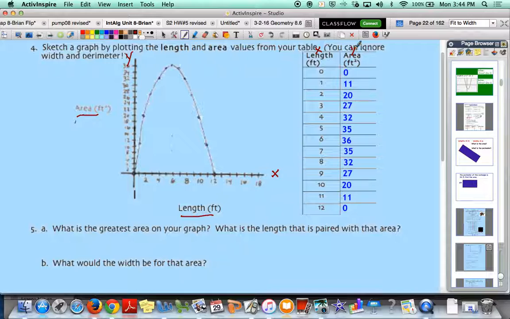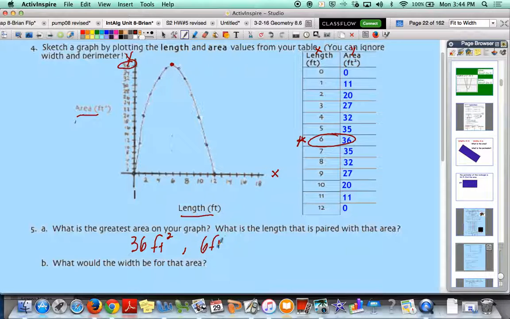And the question is, what is the greatest area on our graph? Well, we know the greatest area happens right here, and that was on our table as well. Matches up with 36 square feet was our greatest area. And what was the length that was paired with that area? On the front side, we talked about a length and a width. Here we just have a length versus area. So the length that is paired with that is 6 feet.